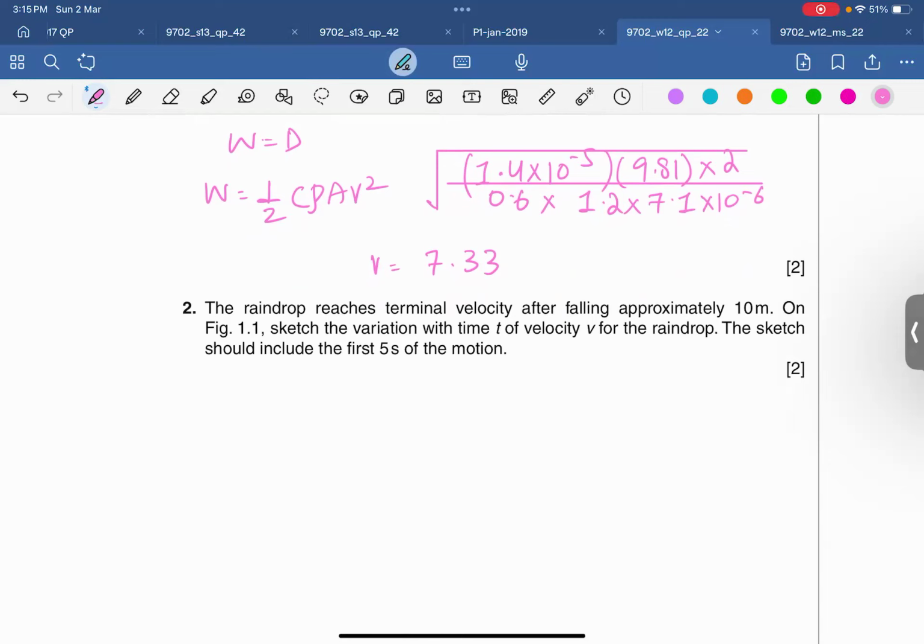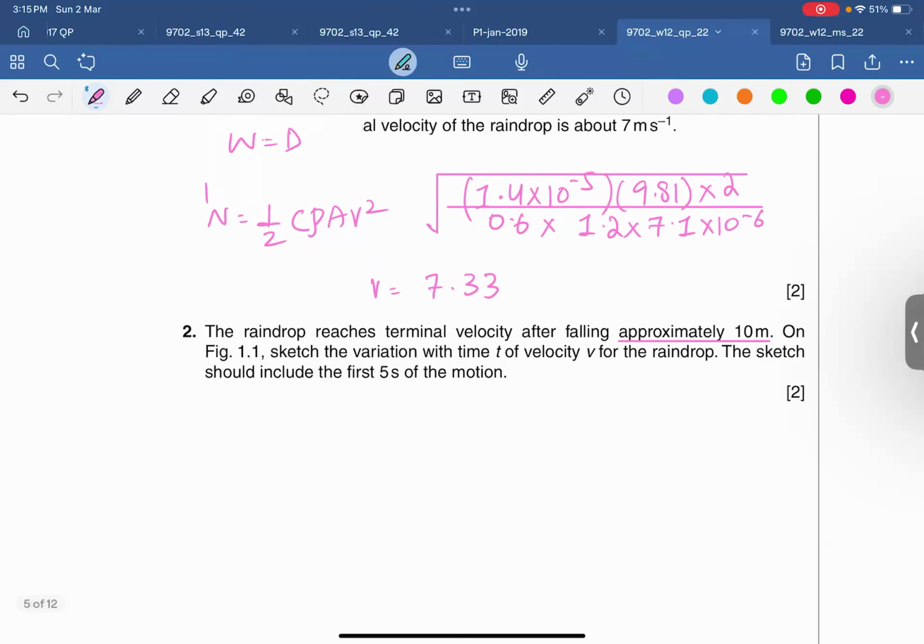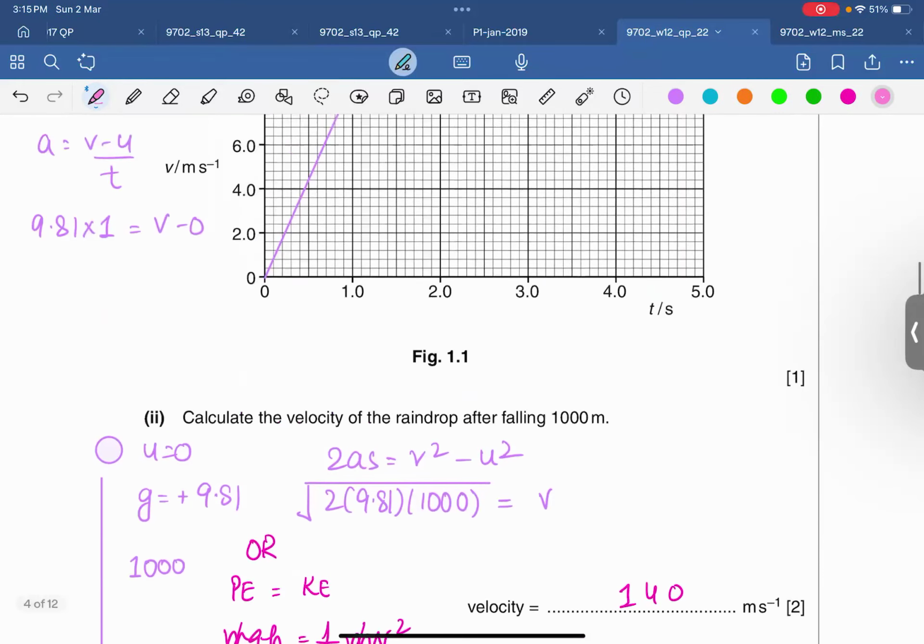The raindrop reaches terminal velocity after falling approximately 10 meters. On figure 1.1, sketch the variation with time t of velocity v for the raindrop. The sketch should include the first 5 seconds of the motion. Terminal velocity after approximately 10 meters. On the sketch, the variation for the first 5 seconds. Okay, first 5 seconds. Fine.